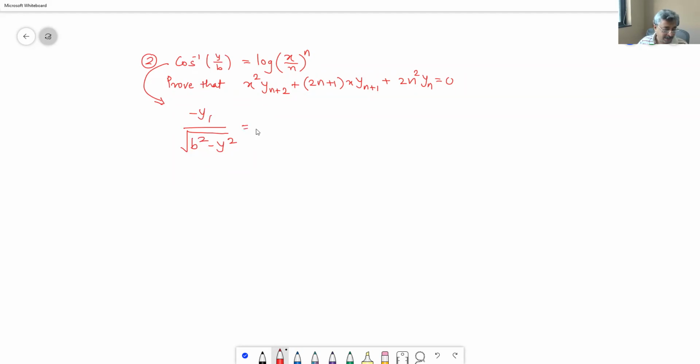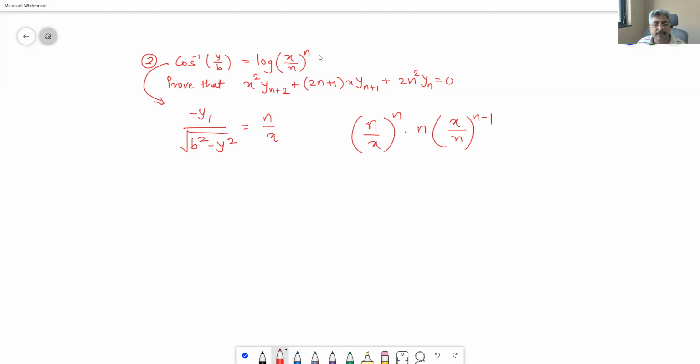And what is the derivative of this? The derivative of this after simplification is going to be n upon x. Let me show you how it is. First of all, the derivative of log of something is 1 upon that quantity, so 1 upon x by n raised to n, correct, into the derivative of this quantity, which is n times x by n raised to n minus 1.